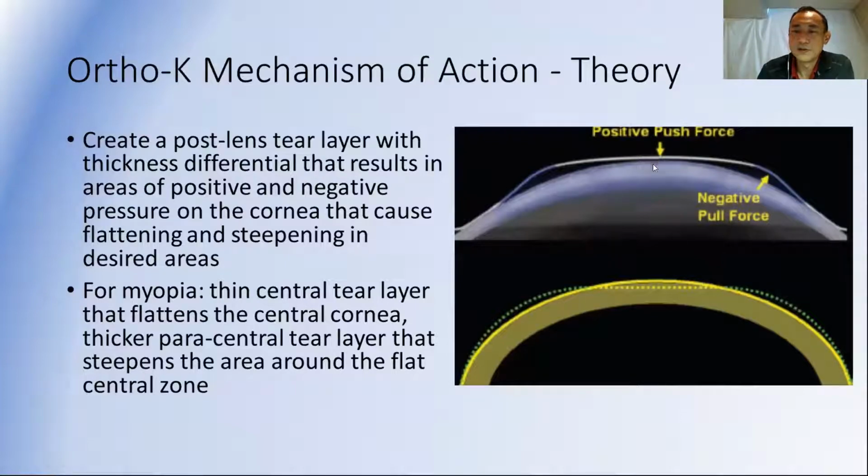The tear layer then pushes on the cornea, and then in the mid-periphery, the thick tear layer there causes a negative pull force that allows the cornea to be steepened and come out to meet more to meet where the contact lens is. So we're doing some hydraulic changes to the cornea, and if we're able to maintain a little space there, we'll have less problems over time.